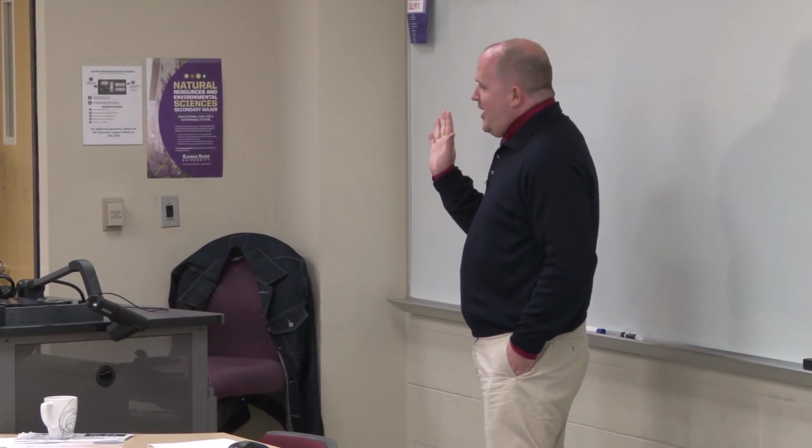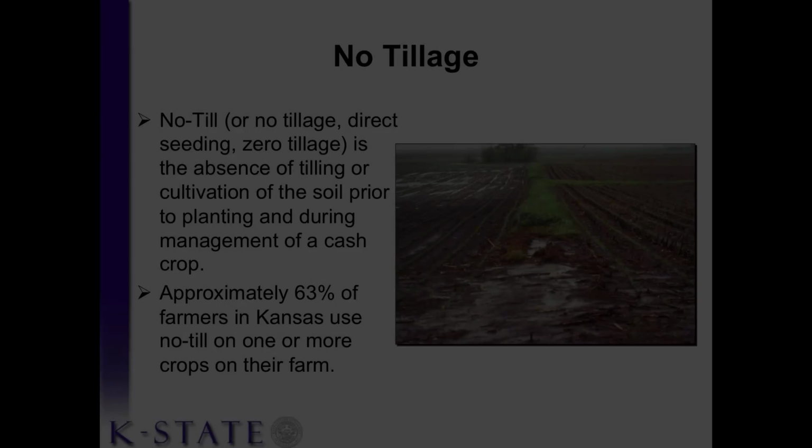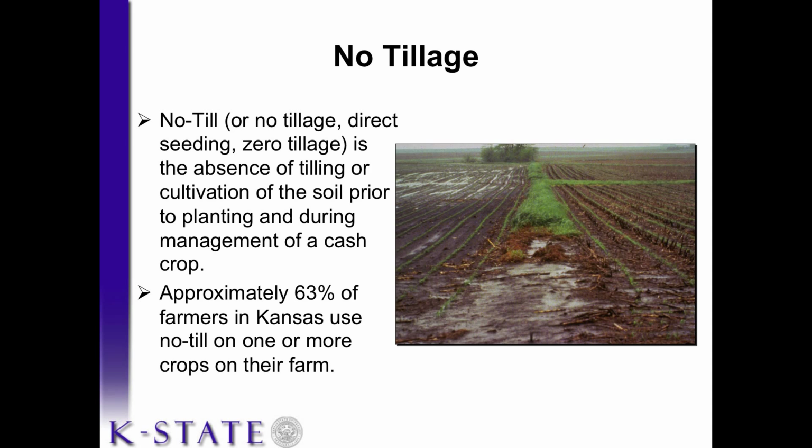So some of the practices that are involved. I didn't know exactly your background, so I'll give you some idea. No tillage is the predominant practice now. I'd say this is actually probably the conventional practice overall. It's the most commonly used. It's also called direct seeding or zero tillage. There are different names. It is a form of conservation tillage.